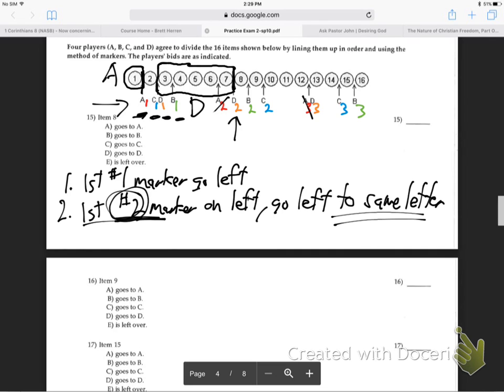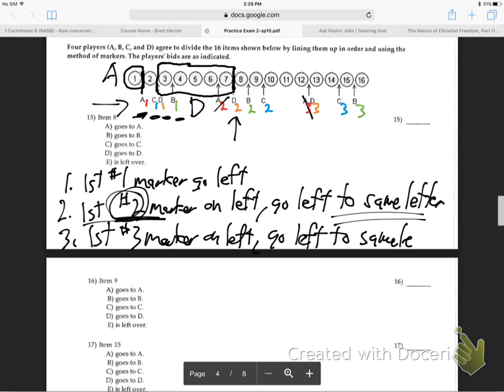So everybody see how I did that? I took the first number 2 marker and went left to the same letter, to the other D. D to D. We're always going D to D, B to B, A to A, C to C, whatever. We're always just giving them their marked out sections. Then take the first number 3 marker on the left and go left to the same letter.